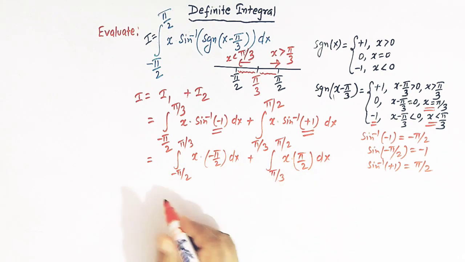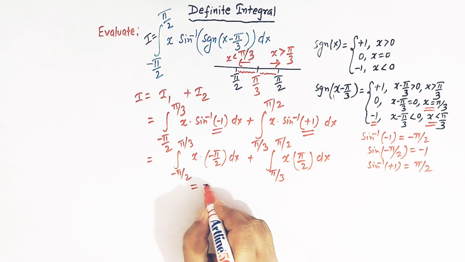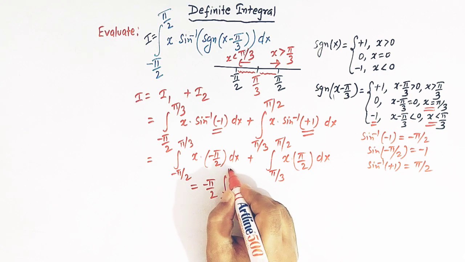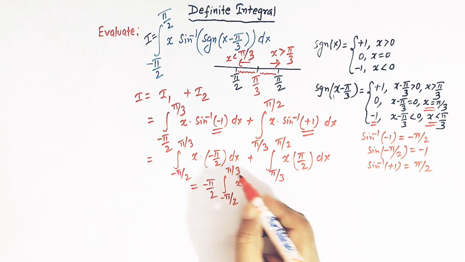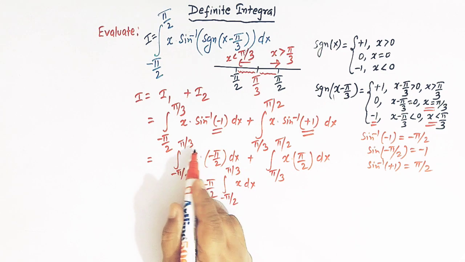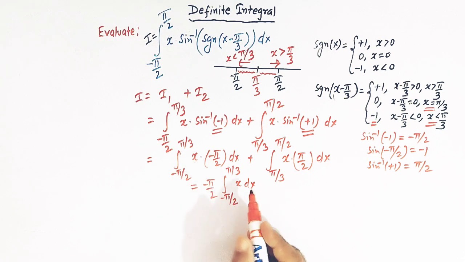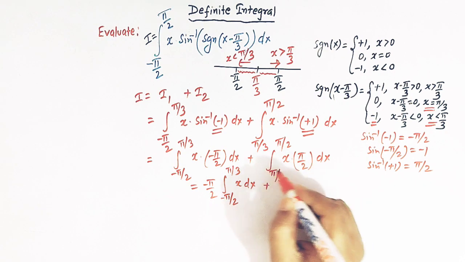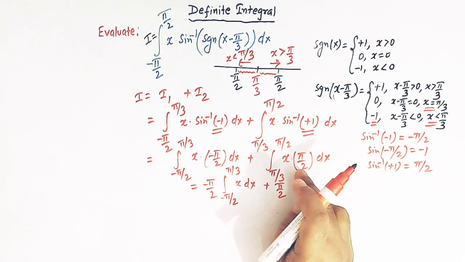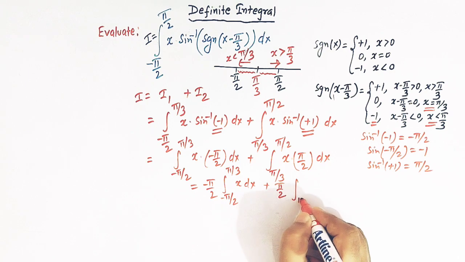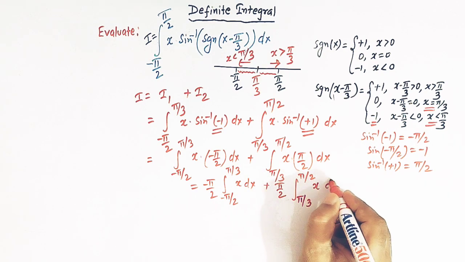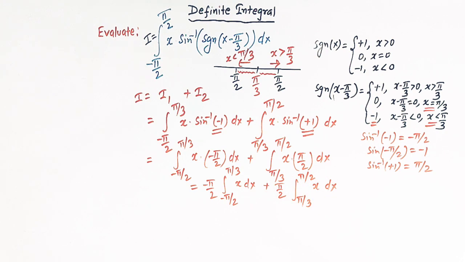So now we can take this minus pi by 2 outside the integral, and we have minus pi by 2 to pi by 3, and the integrand is simply x, right? And here we have pi by 2, and taking pi by 2 outside the integral being a constant, here we have pi by 3 to pi by 2, and here we have x dx, right?